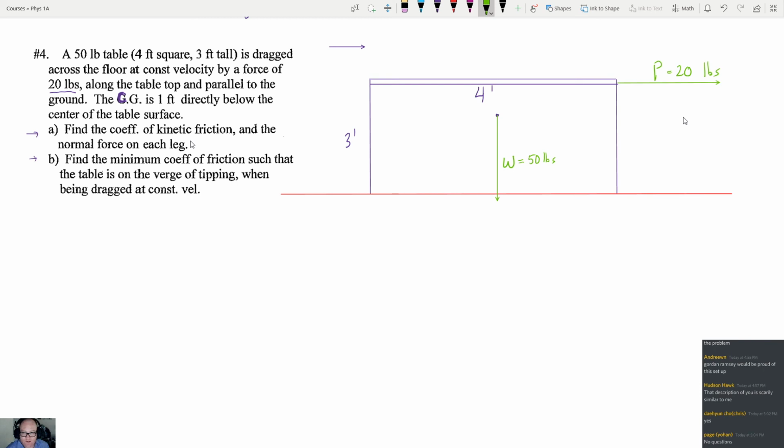Okay, it says find the coefficient of kinetic friction and the normal force on each leg. So before we even get into solving that, we need to finish drawing our forces. So we've got weight and we've got P, right? The first step in all these problems is to draw all the forces acting on our table. Can anyone tell me what other forces we are going to have? This table is basically just being dragged to the right. You can think about it like this. I guess I've got a coffee table, Mario. If I grab my coffee table underneath it and just pull it. Normal force and friction, right? How many normal forces do we need? We need one normal force for each leg, right? So let's draw those in. So there's going to be a normal force here.